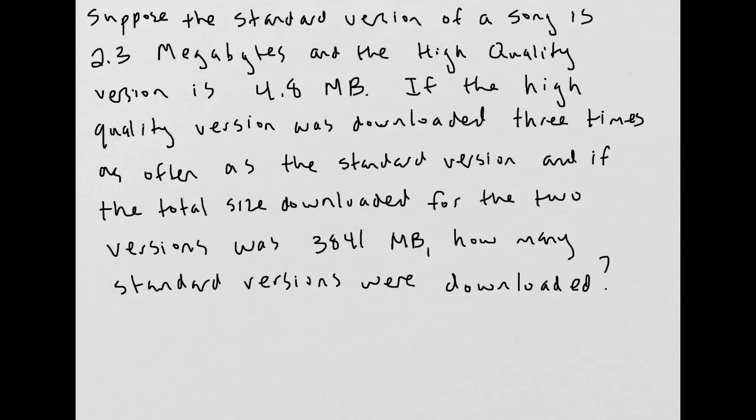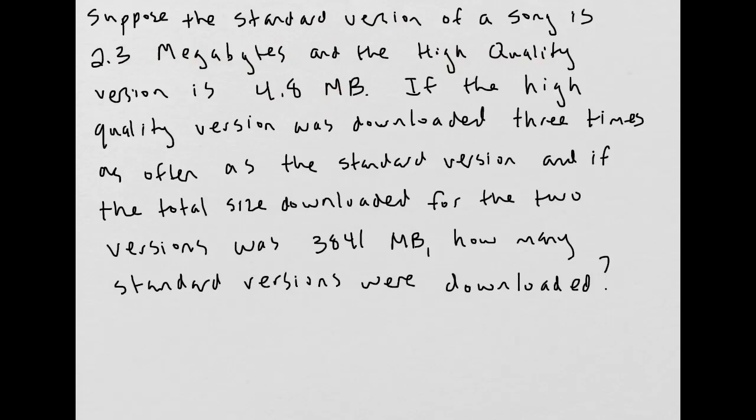Well, if you watch the other video on solving these value mixture problems, one of the things I would encourage you to do is to look at the numbers you're given along with their units. So one of the numbers I see is 2.3 megabytes and 4.8 megabytes. But notice those aren't totals. Those are telling us how many megabytes each download of the standard version is and how many megabytes each download of the high quality version is. So it's basically giving us a megabyte per download unit.